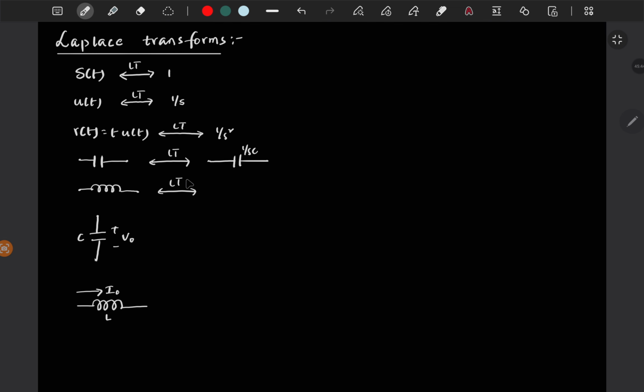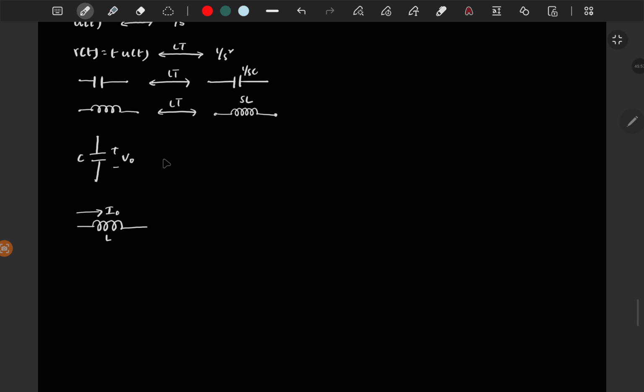And for inductor impedance, you will get SL because it is j omega L. So if you have some initial voltage across the capacitor, then we represent this in time domain as a constant voltage source in series with a capacitor, right?